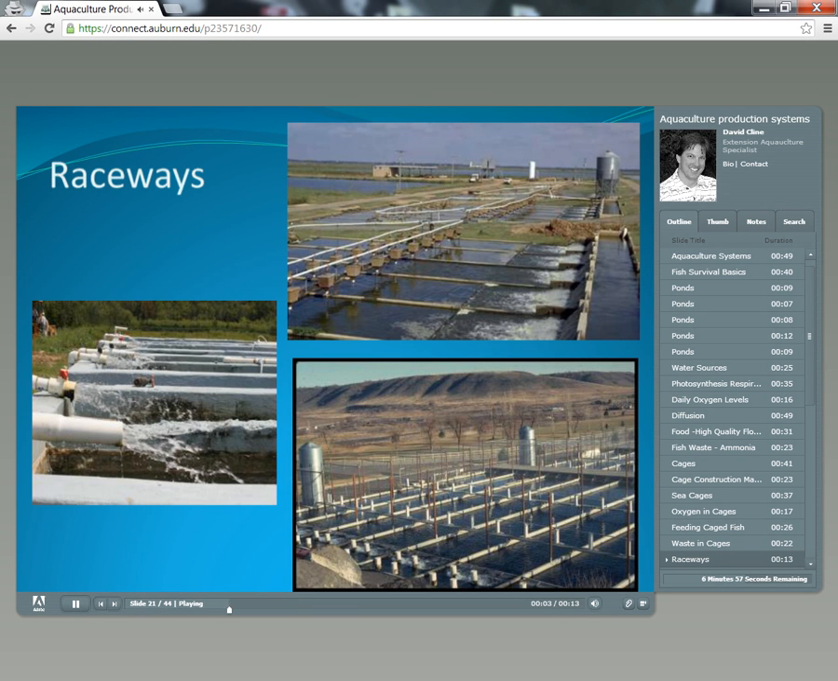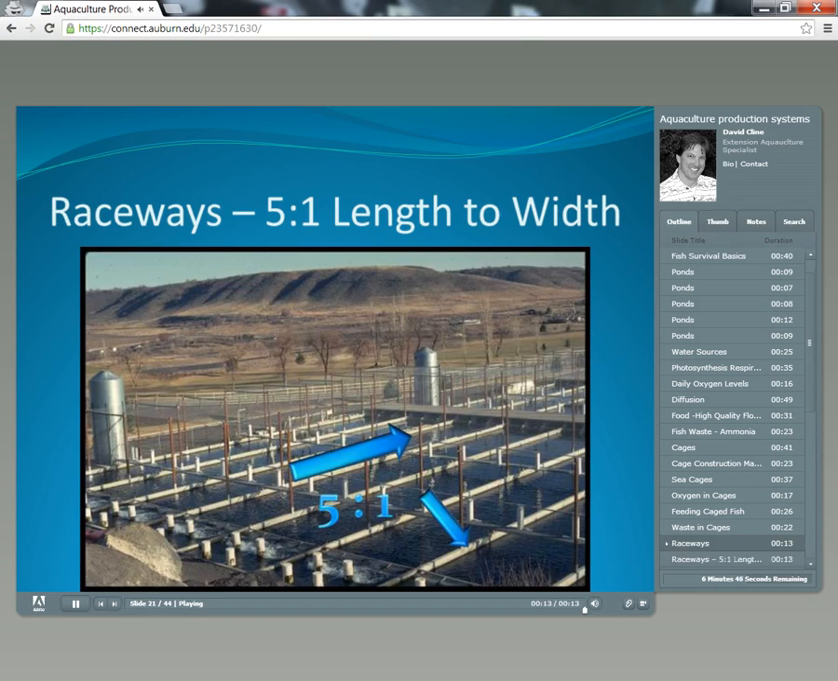Raceways are the next level of production technology. Raceways are rectangular structures built above or below ground where the water flows in one end and out the other. Raceways typically have a length to width ratio of 5 to 1 or more and may be constructed of cement, fiberglass, or even wood.